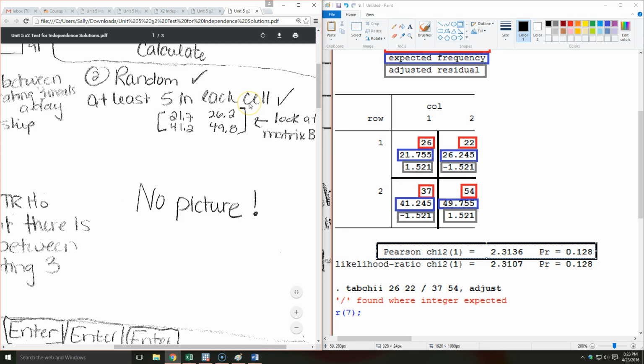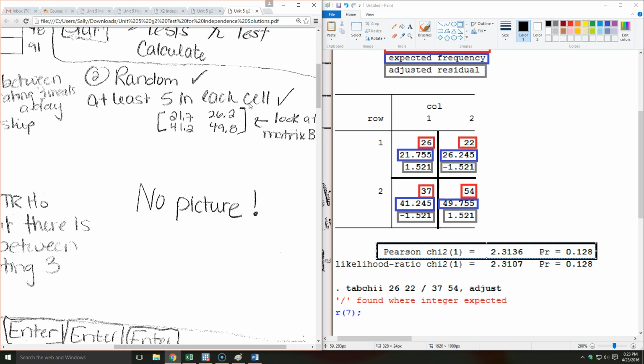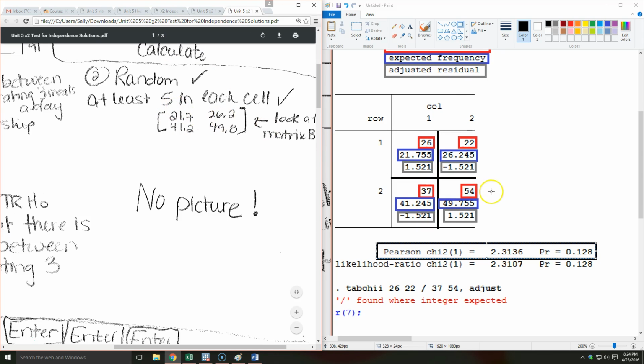So the normality assumption, depending on how bad it fails, sometimes you can justify running the test anyway if you have some other stuff to back that up. But so 21.7, 26.2, 41.2, and 49.8. So I had actually done this in the calculator, which uses slightly less accuracy. So these are the values that you should expect.